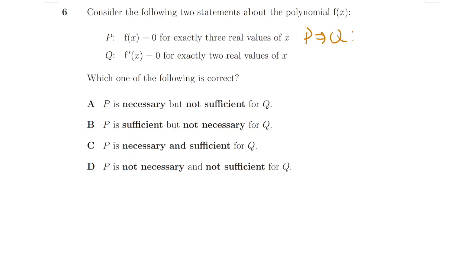So is this true? If we think it's true, we need to give a proof. Assuming P is true, we have to prove that Q is also true. Or if it's false, we give a counterexample. So again, the strategy is when we don't know if it's true or not, try some examples first, right? So f(x) equals 0 for exactly 3 values of x.